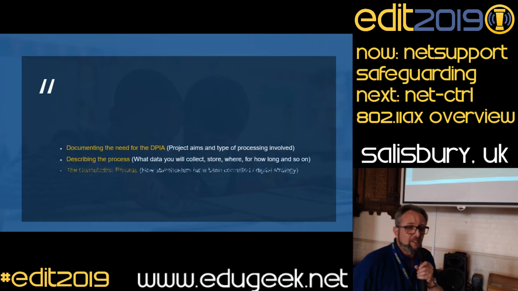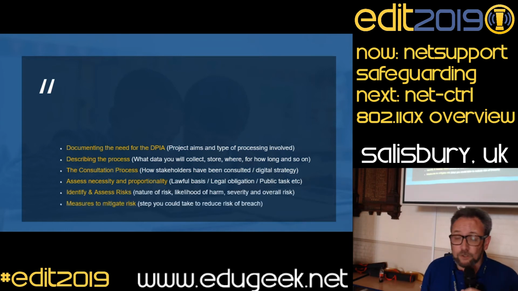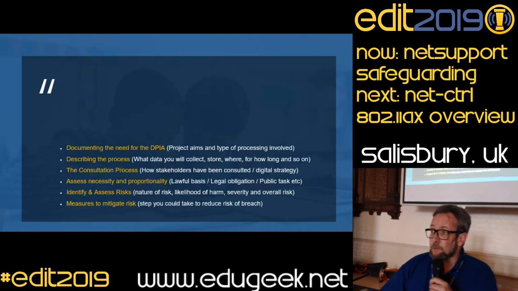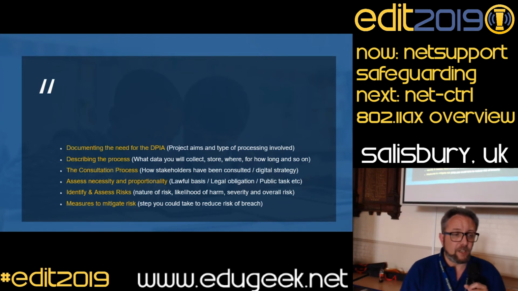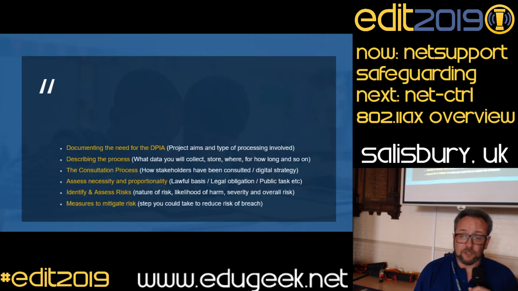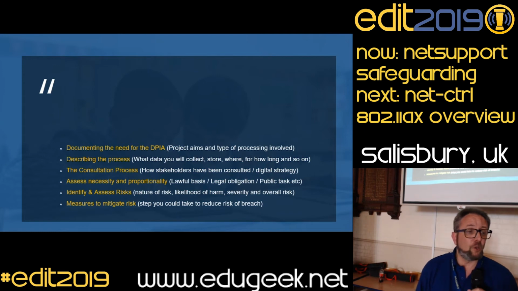So, documenting the need for the DPIA, documenting the process, what data you're going to collect and store and how long, the consultation process. You know, vendors should be able to provide you with a data map, what data is being captured and stored. We've talked about the idea about the policy and how long we keep data. The consultation process is really about who else is going to be aware in the school, what other leadership are you going to involve in terms of we need these products, these kind of tools, this is the data we'll keep, this is where we'll keep it, and for how long.